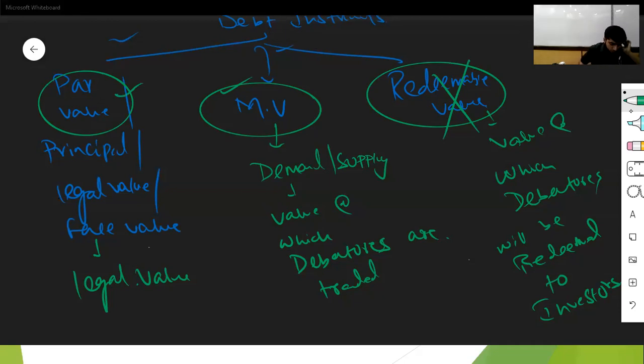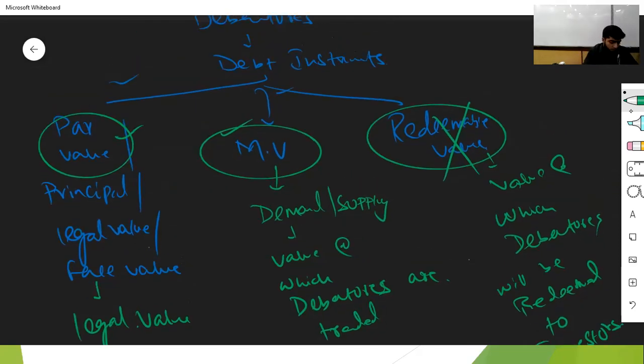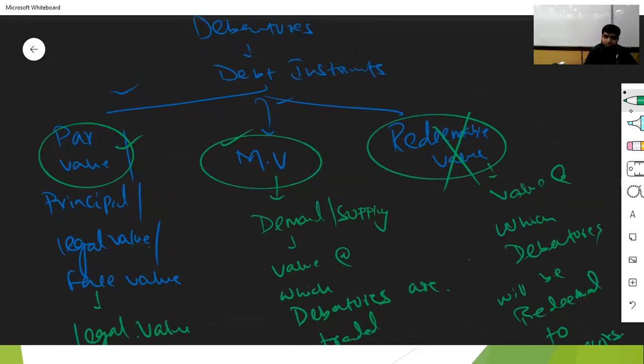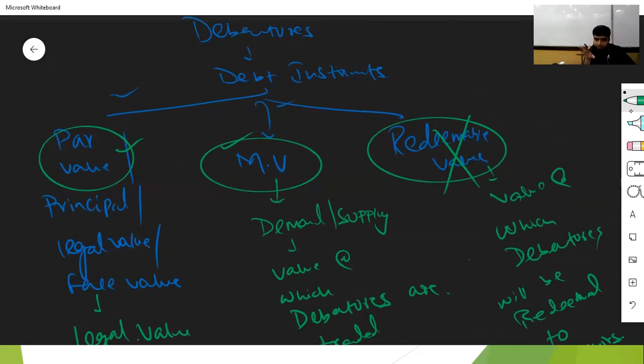I'll be repeating my points. What we are starting, we are making an investment in debentures, that is a debt instrument. Once we are making an investment in a debt instrument, we have three different categories. That is the amortized cost. Right now, we are focusing on amortized cost.